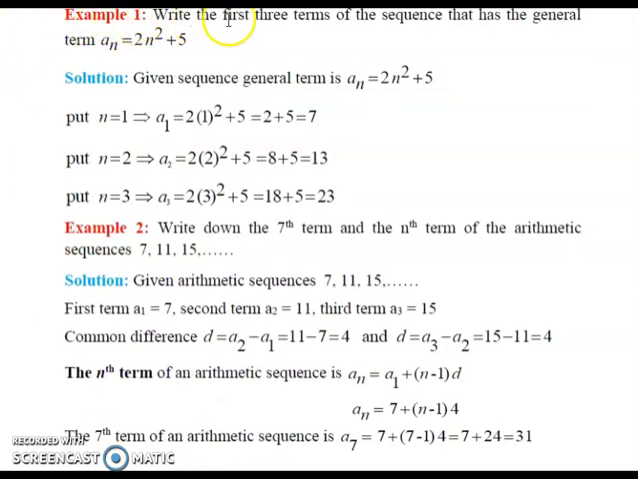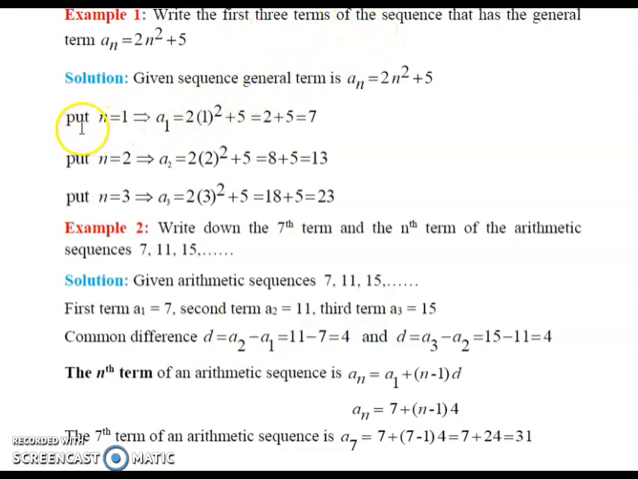Example 1. Write the first three terms of the sequence that has the general term an is equal to 2 multiply n square plus 5. This is general term or nth term of the sequence. an is equal to 2n square plus 5. We have to find the first three terms of the sequence.